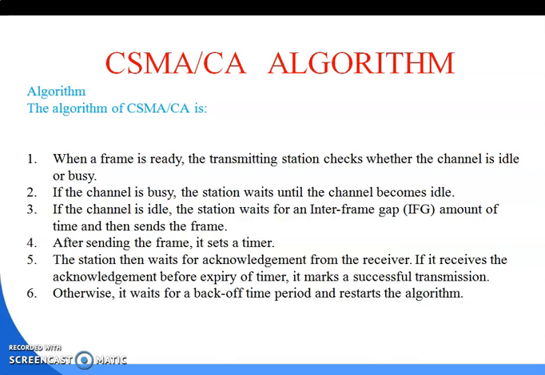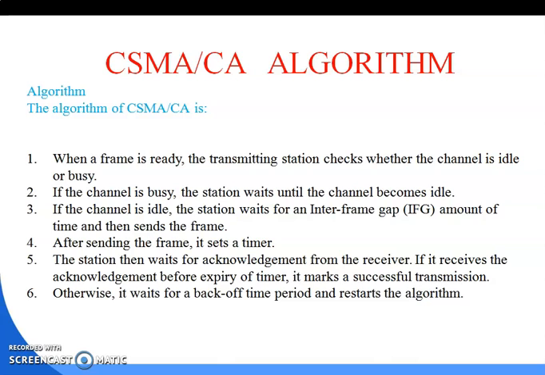Next, if the channel is idle, the station waits for an interframe gap, IFG, amount of time and then sends the frame. Even if your channel is free, there is a time gap between each frame. That does not mean you suddenly start sending the frames. You must maintain the interframe gap, and then send the frame.